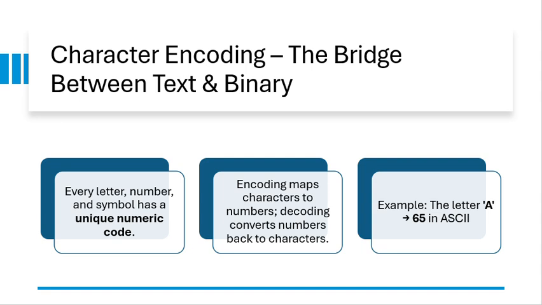And these numbers are stored in the computer disk in binary form, and decoding converts these binary numbers back to characters. For example, the letter A is 65 in ASCII. Similarly, emojis have different codes in Unicode.